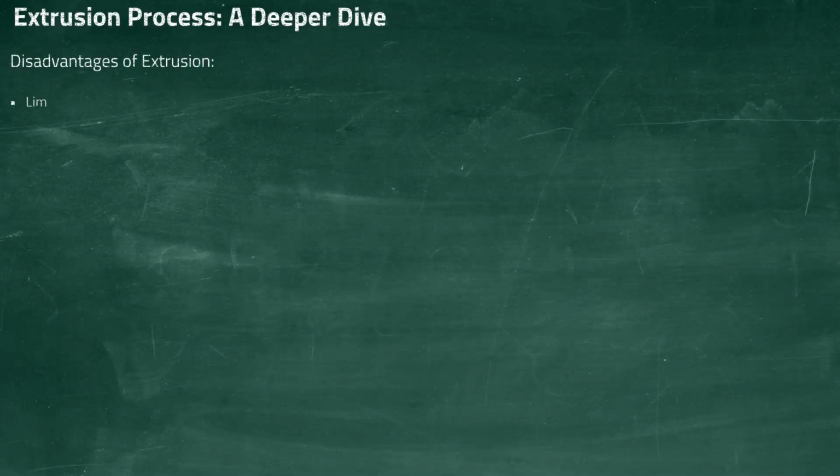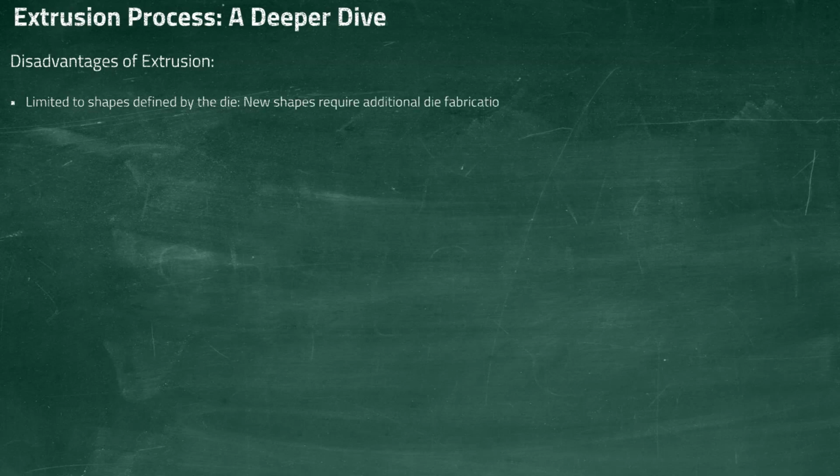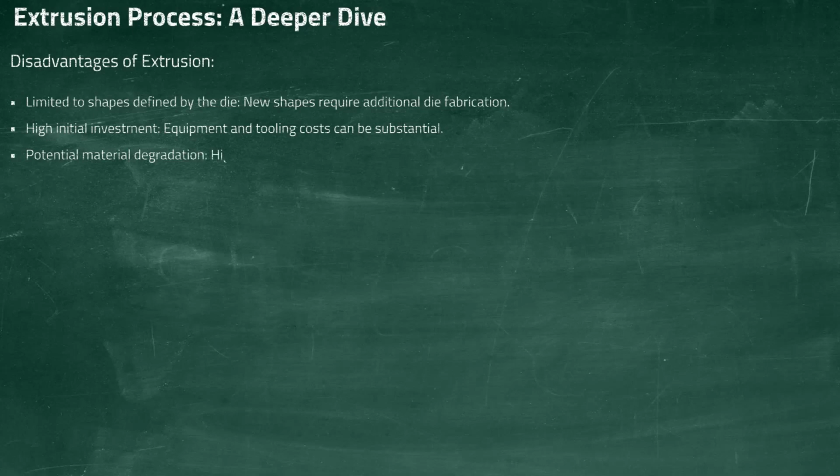Disadvantages of extrusion. Limited to shapes defined by the die. New shapes require additional die fabrication. High initial investment: equipment and tooling costs can be substantial. Potential material degradation: high temperatures and pressures may affect certain materials.